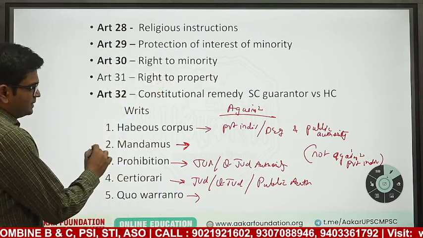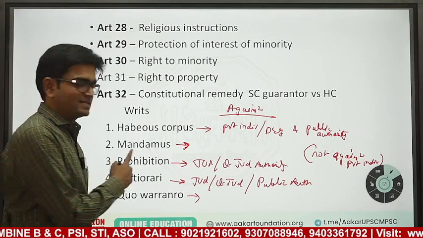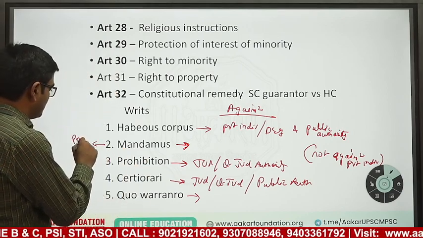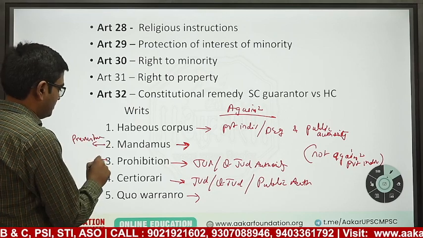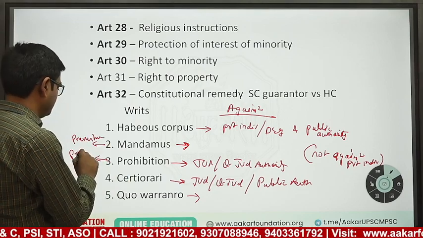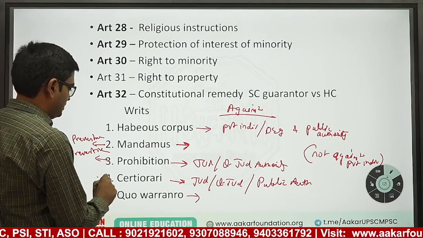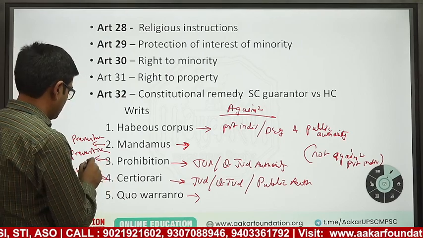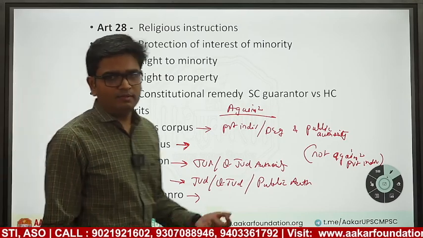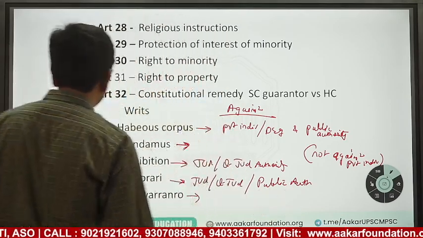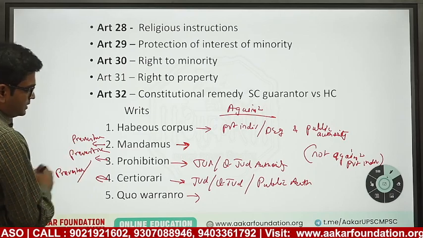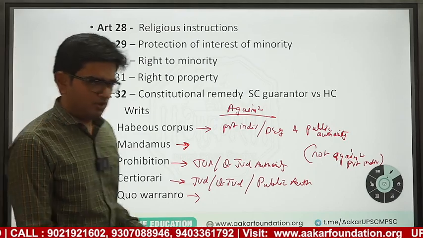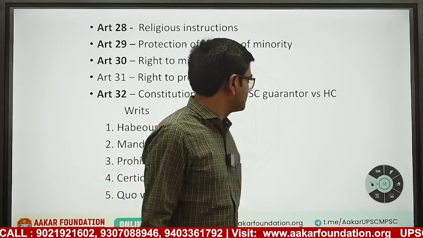Now you can say mandamus, where the Supreme Court is asking a lower body to do something. So this is preventive. Prohibition is also a preventive mechanism. Certiorari can be preventive, for example appeal, or can be reactive also. Okay, so that's all we should know about the writs.